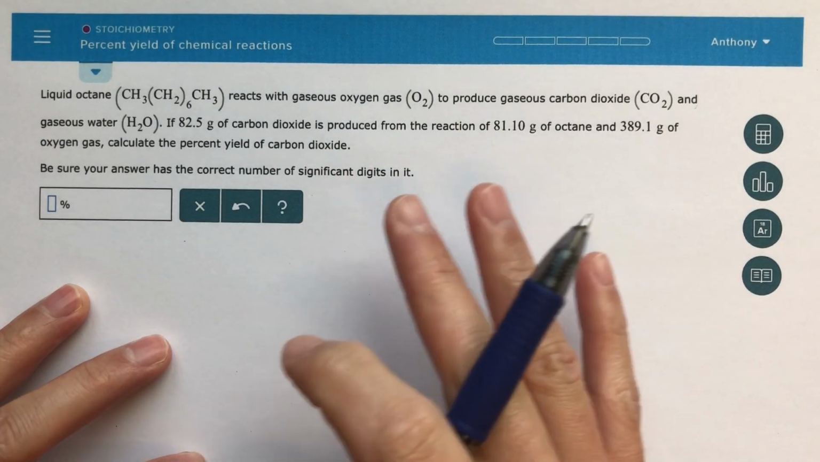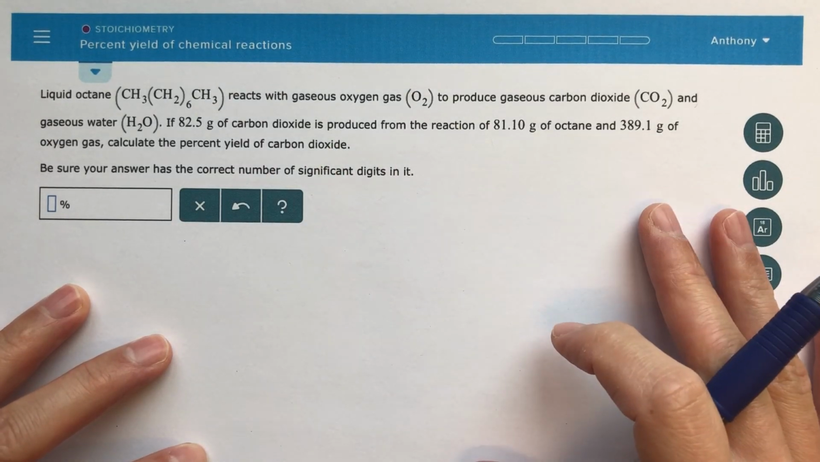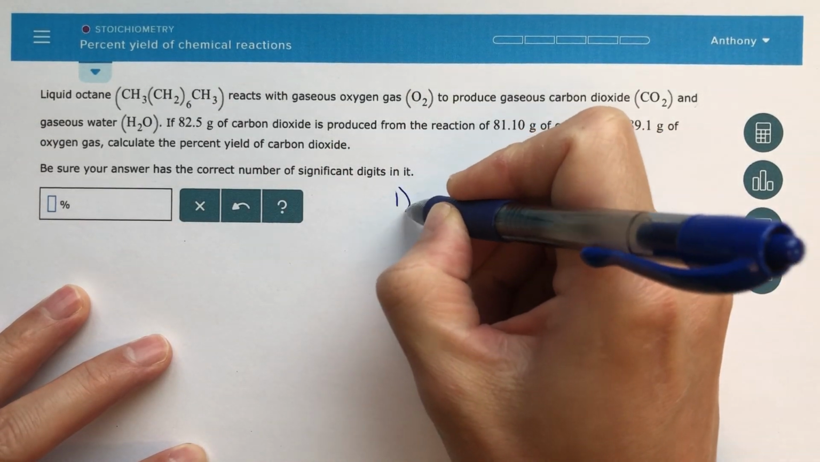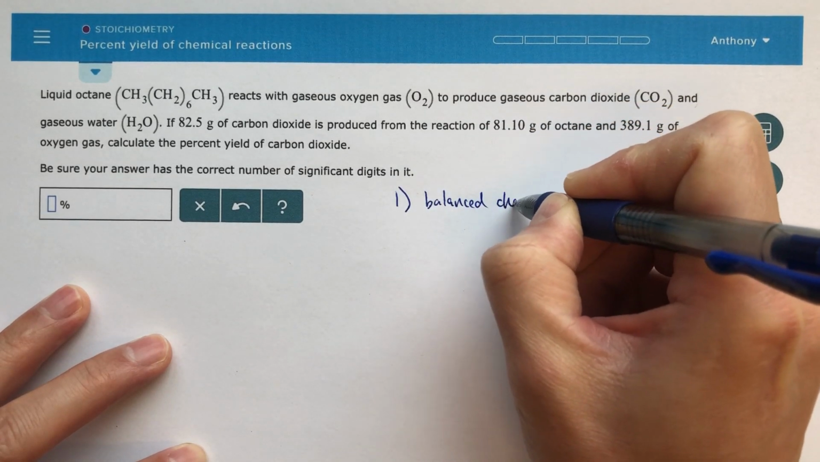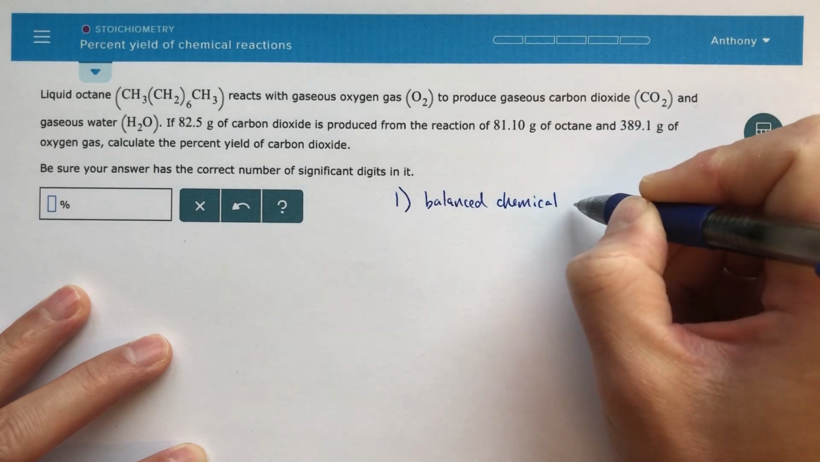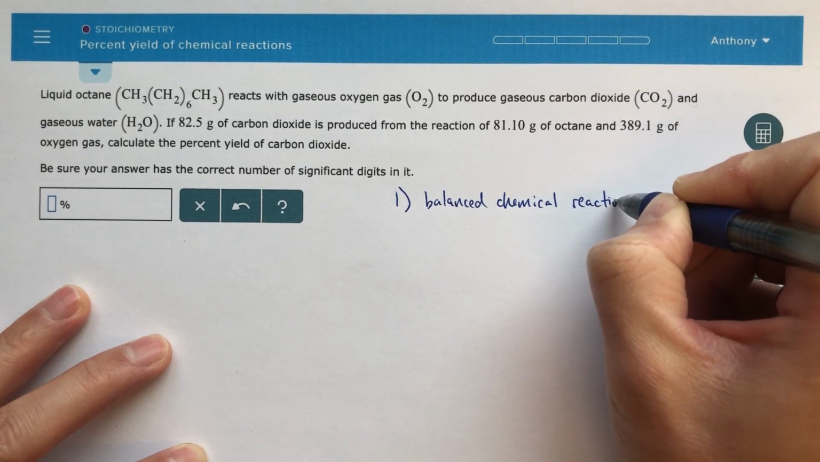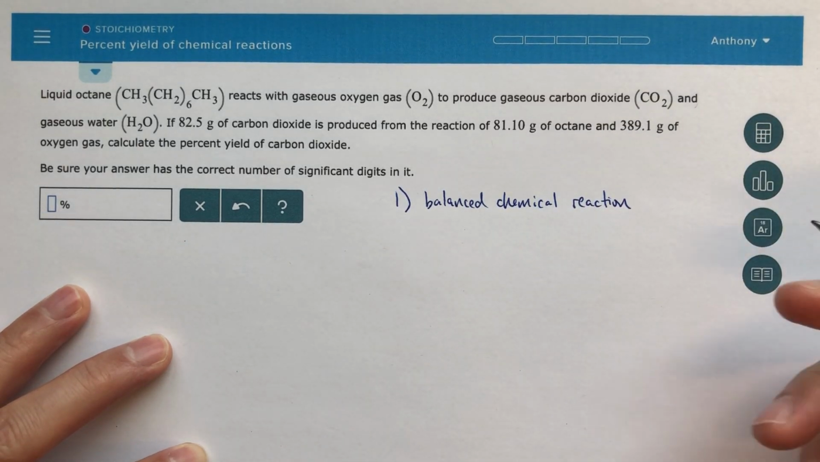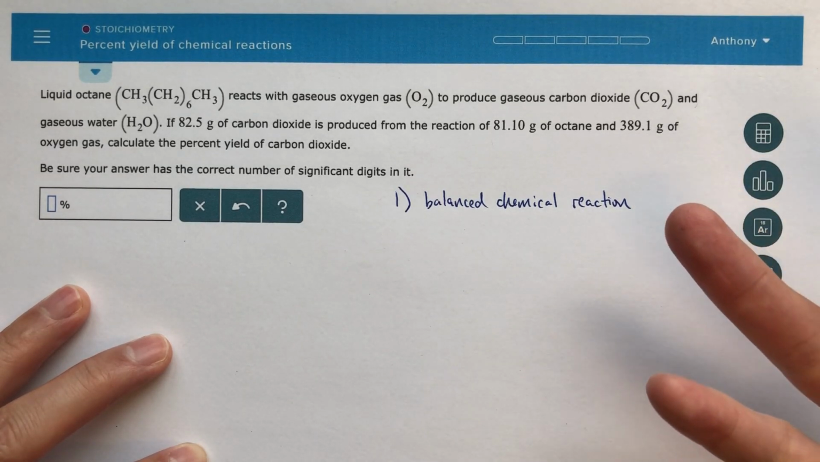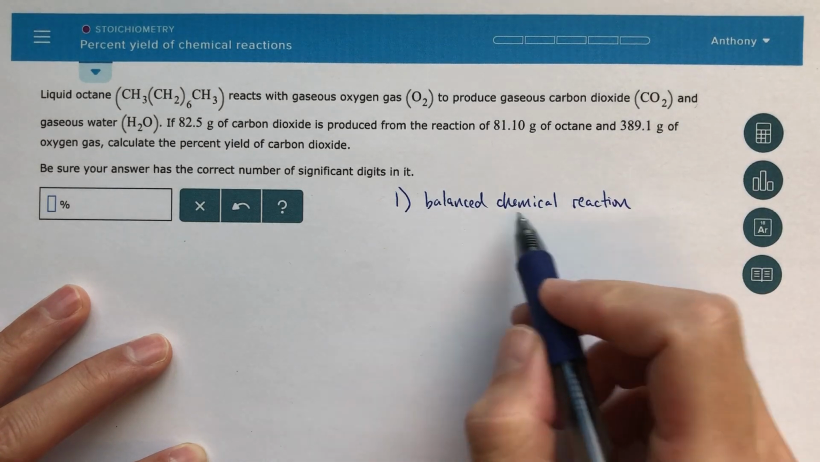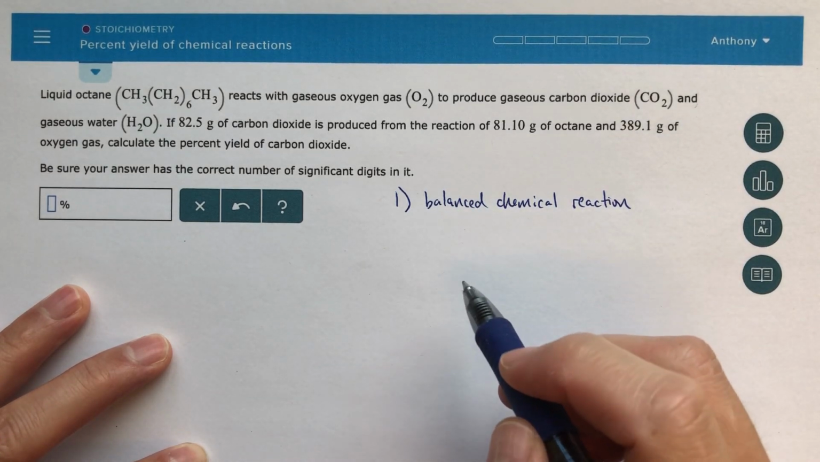Anytime we're working on a problem like this in our stoichiometry section, the first step is always going to be to start with a balanced chemical reaction. If you are not starting with a balanced chemical reaction or balanced chemical equation, basically there's no way you can get it right. So you're dooming yourself from the very beginning. So always we need to be starting with that balanced chemical reaction.